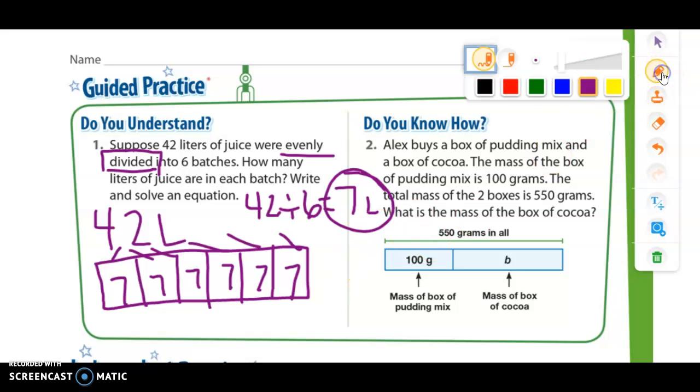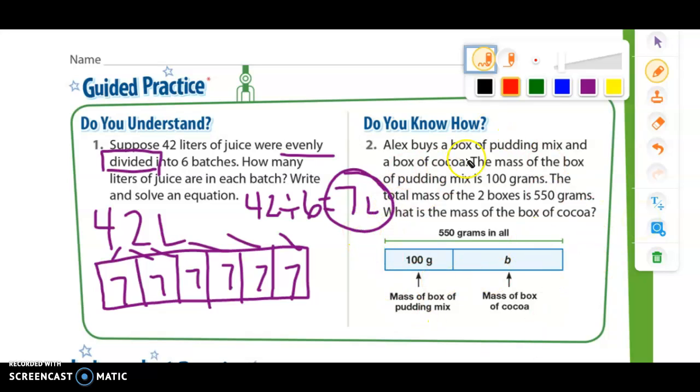All right, number 2. Alex buys a box of pudding mix and a box of cocoa. The mass of the box of pudding mix is 100 grams. The total mass of the 2 boxes is 550 grams. What is the mass of the box of cocoa?